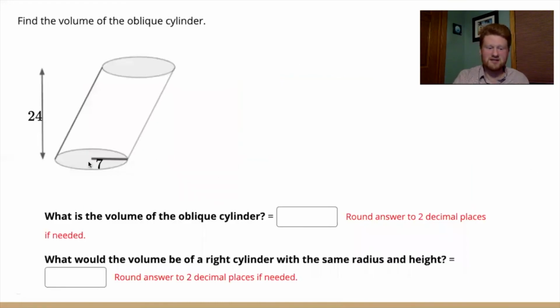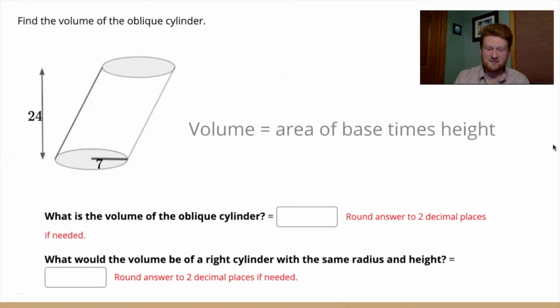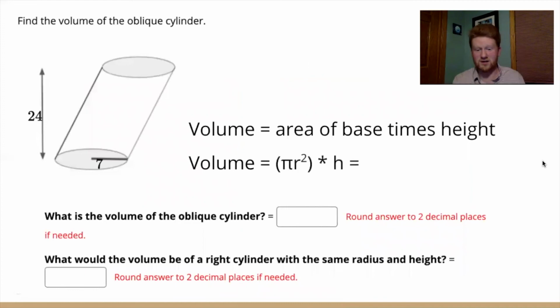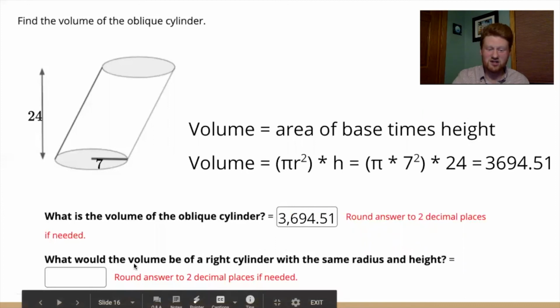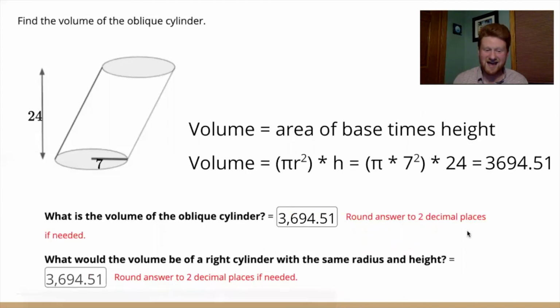So here I have an oblique cylinder with a radius of 7 and a height of 24. So same as before, volume, the area of base times height, or pi r squared times height, which is pi times 7 squared times 24, which equals 3,694.51. And again, if you've watched the video all the way to the end, thank you very much for tuning in. And I've given you a gimme point, a freebie point, because here this question, the volume of a right cylinder with the same radius and height is the exact same answer.